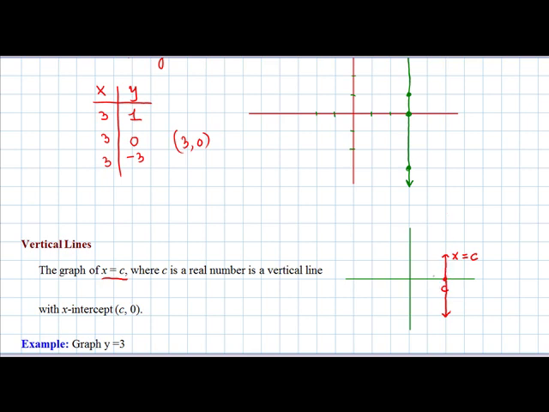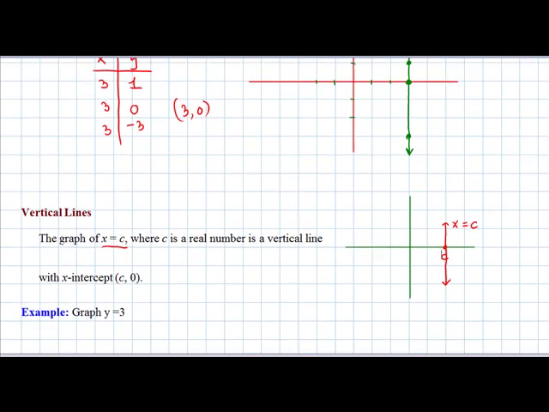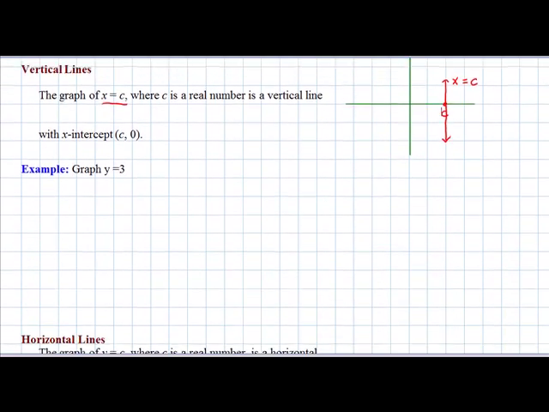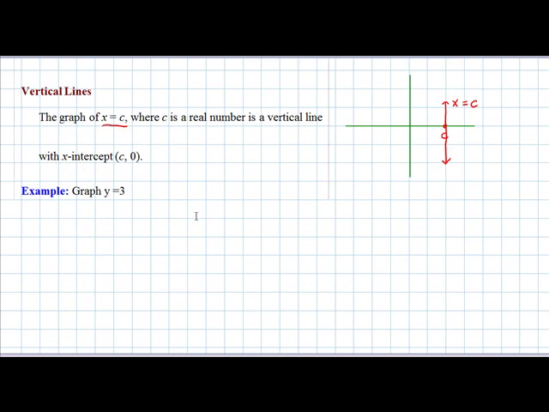Okay. This is the vertical line. Let's draw the next graph. Let's graph y equals 3. Now y equals 3 can be rewritten as 0 times x plus y equals 3. So for any value of x we choose, y is always equal to 3. So no matter what the x value is, y is always equal to 3.